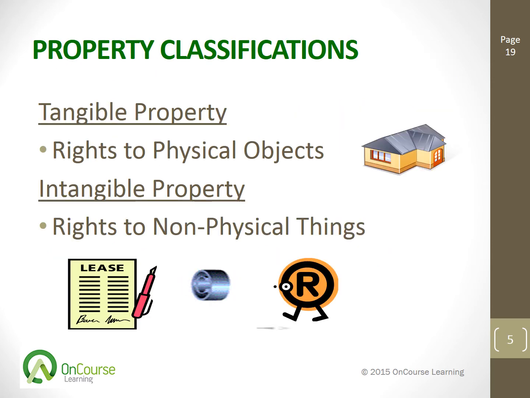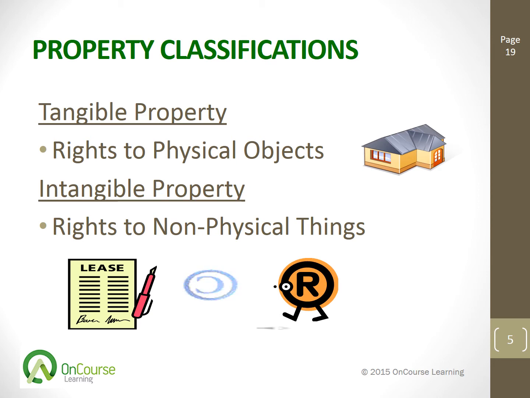Next slide, please. Let's talk about property classifications here in this slide. We're talking about the 2 types of property, the tangible property, rights to physical objects, and that can be real estate, property with improvements on it. That's tangible, you can touch it. It could be machinery, it can be equipment, it can be jewelry, it can be anything that you can touch and has a physical presence is called tangible property.